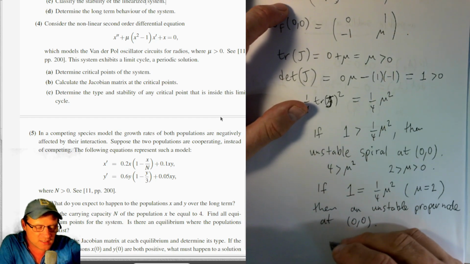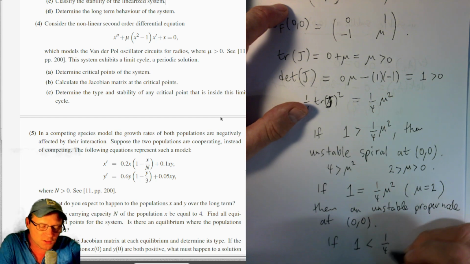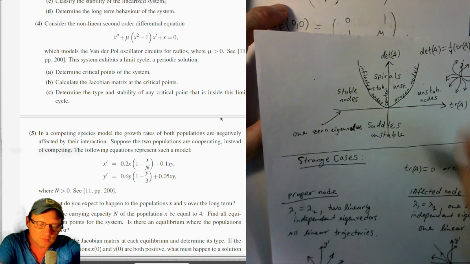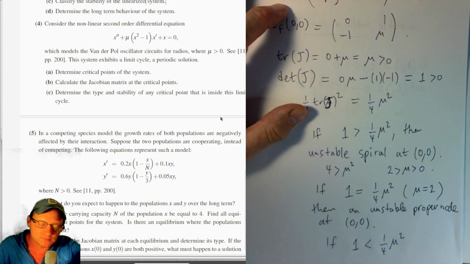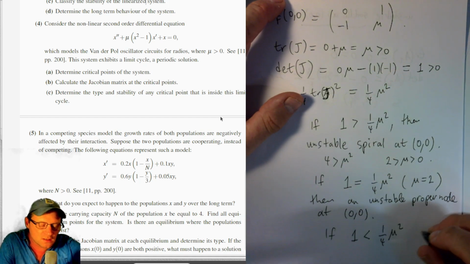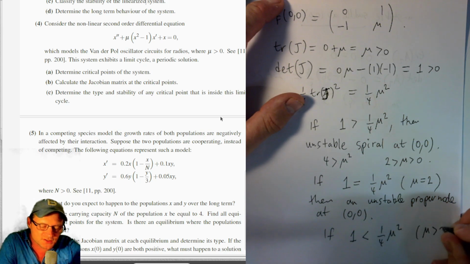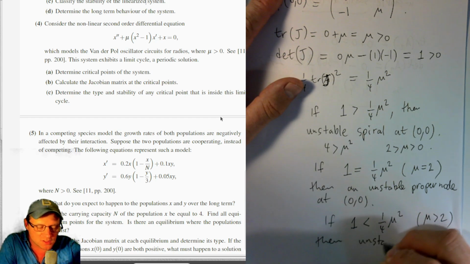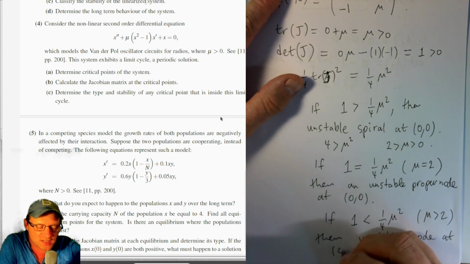Okay, and our final case, if 1 is less than 1/4 mu squared, then we are under this curve right here, and so we would have an unstable node. Okay, so this is equivalently mu greater than 2, then we would have an unstable node at the critical point 0, 0.